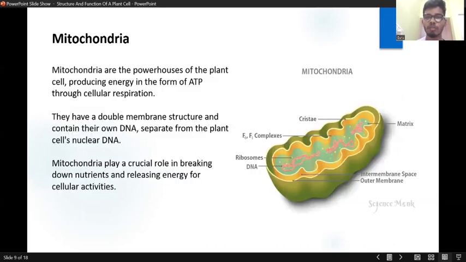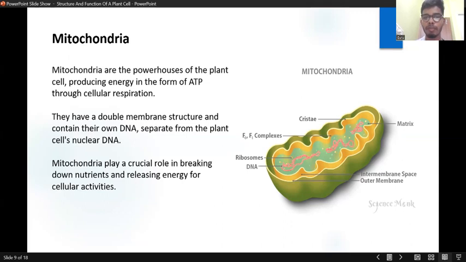Next, we move on to another most important component of the plant cell, the mitochondria. This is known as the powerhouse or the energy cell of the plant cell. The mitochondria produce energy in the form of adenosine triphosphate, that is ATP, through cellular respiration. They have a double membrane structure and contain their own DNA, separate from the plant cell's nuclear DNA.